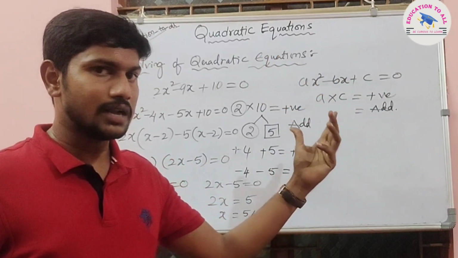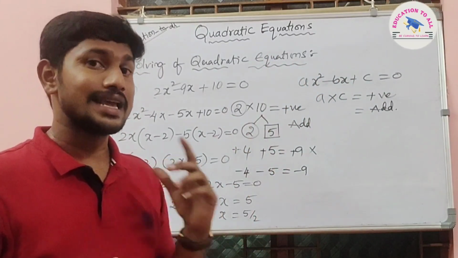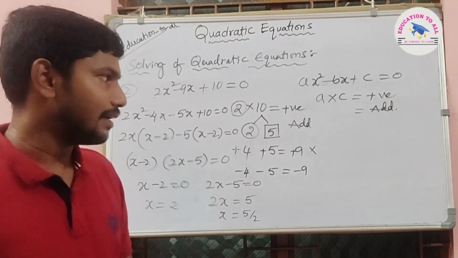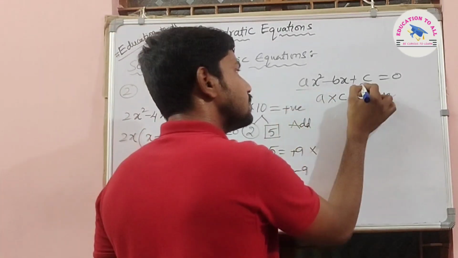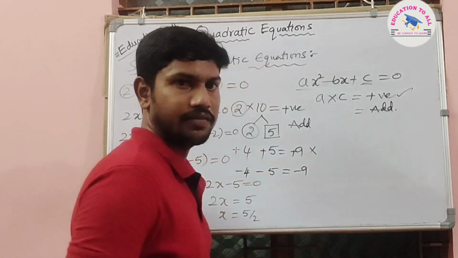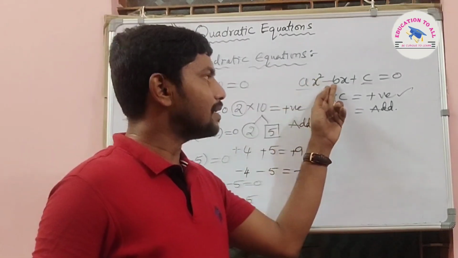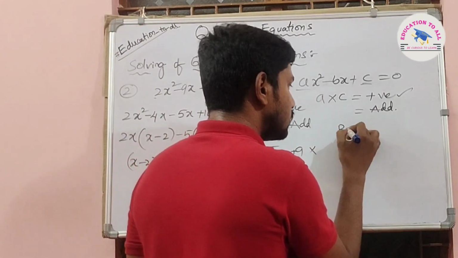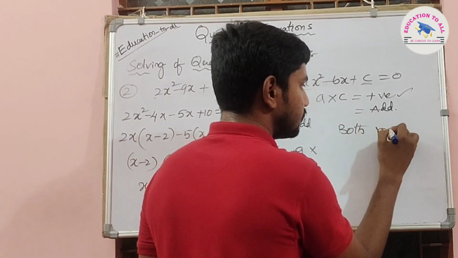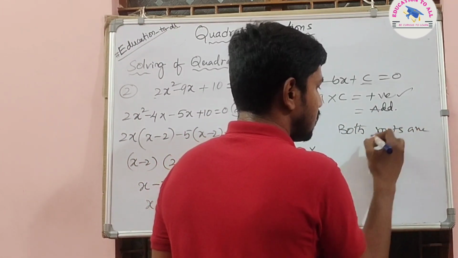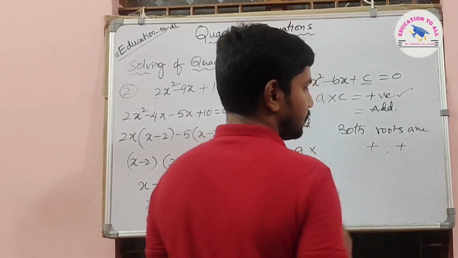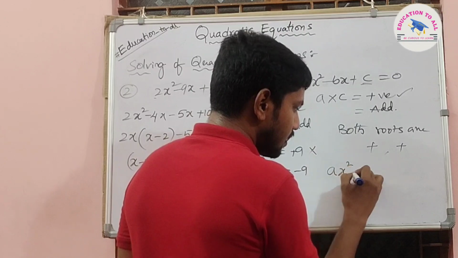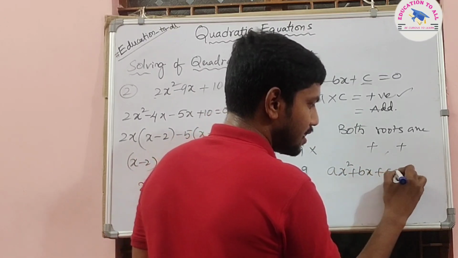In the previous example also we got the values as negative comma negative. Okay, so that thing we have to identify here. When a into c is positive, if a into c is positive, middle term is negative, both the roots are positive. We can say that both roots are positive comma positive. And before example what we did, same example, ax square plus bx plus c equal to 0.